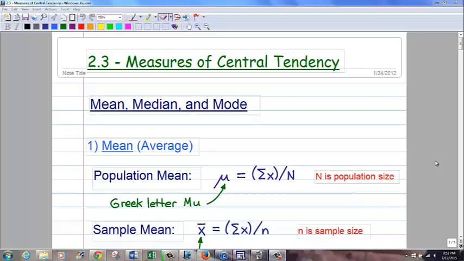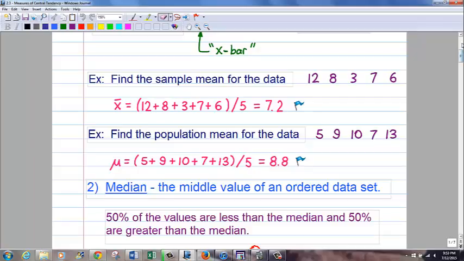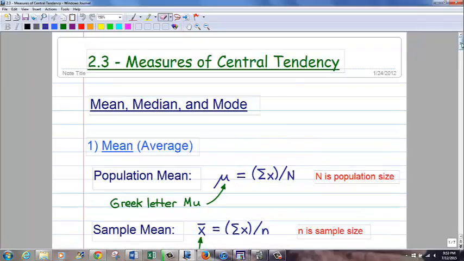This video is based on measures of central tendency, more commonly known as mean, median, and mode. So let's talk about the first one, mean. Mean is essentially the average of a data set.